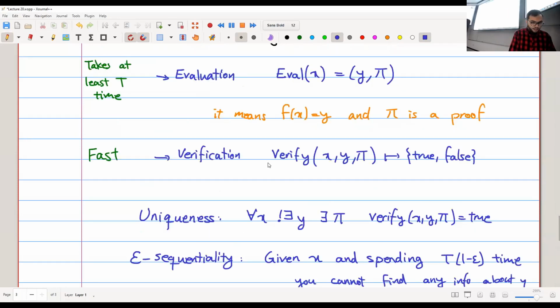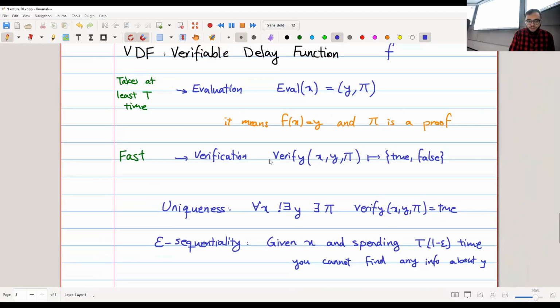Okay. So let's say I have a function like this. Basically, I have a function that's hard to compute. If you want to compute it, it takes you at least t time. But if you compute it, you also get a proof of your computation. And then if you give the result and the proof to someone else, that someone else can easily verify that you computed the function correctly. These are the properties that we have in a VDF.